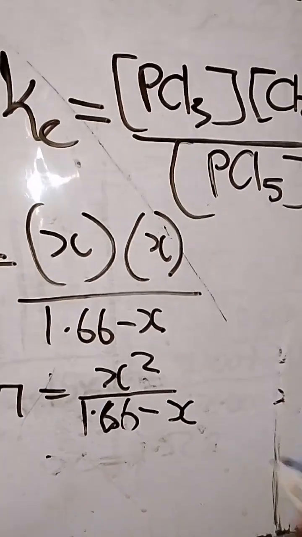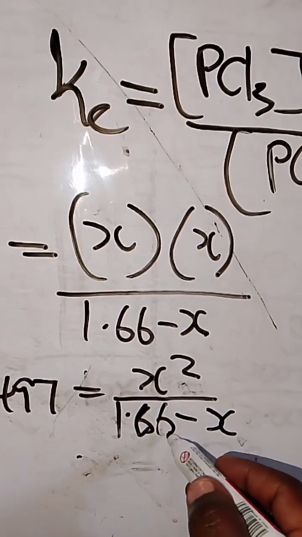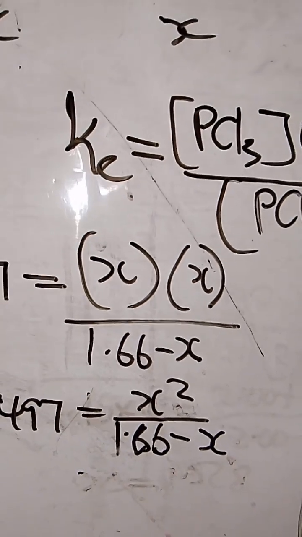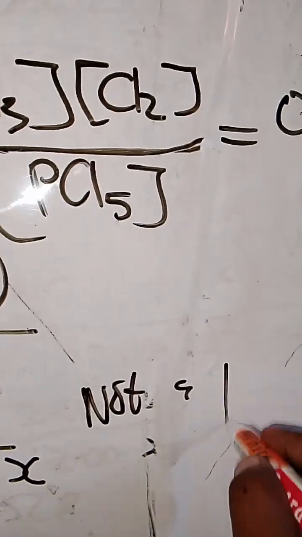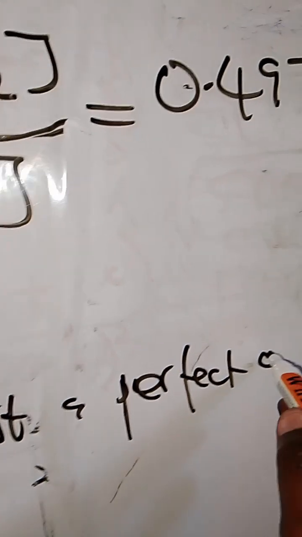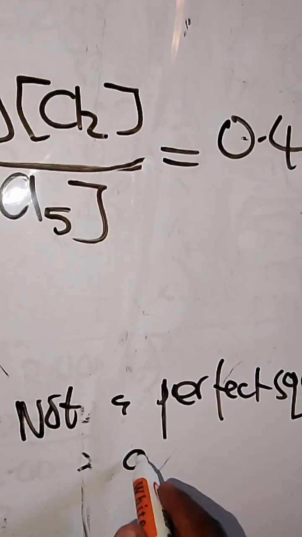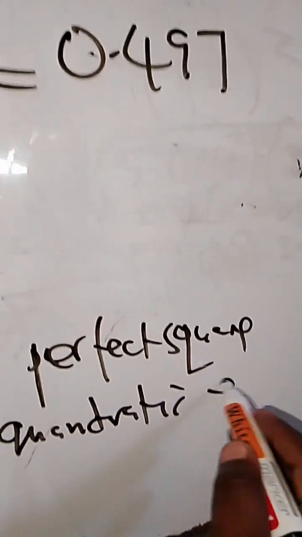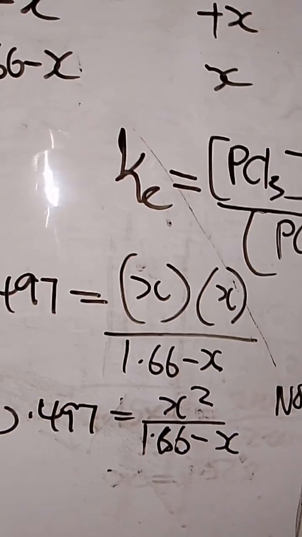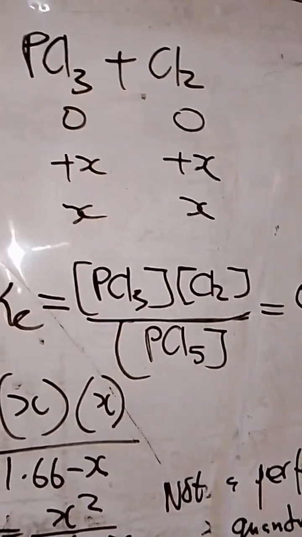Okay, so this is not a perfect square. We cannot take the square root of both sides because this one is not a perfect square. So what do we do if it's not a perfect square? We use the quadratic equation. In order for us to calculate the value for X, we need to use a quadratic equation.